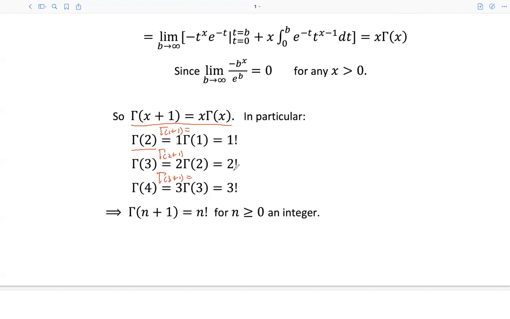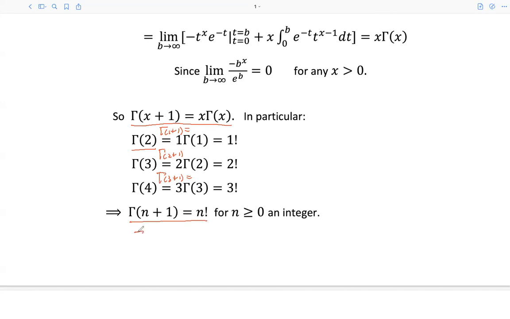Gamma of 3 is 2, or 2 factorial. 2 factorial is 2 times 1, which is just 2. So 3 times gamma of 3 is 3 times 2, which is 3 factorial, and so on and so forth. You may want to try more. So gamma of n plus 1 equals n factorial.